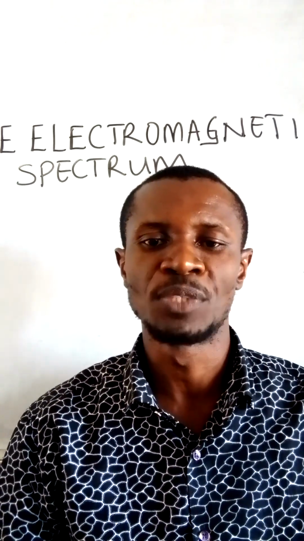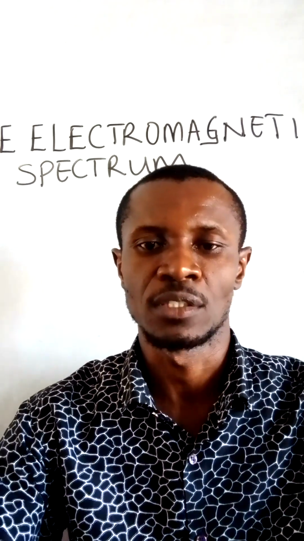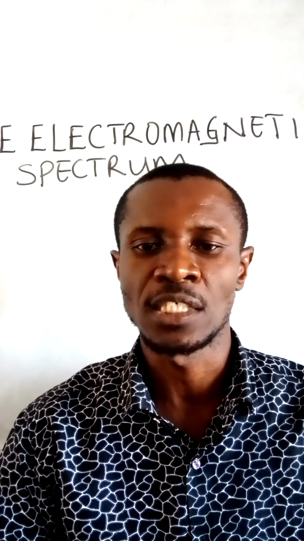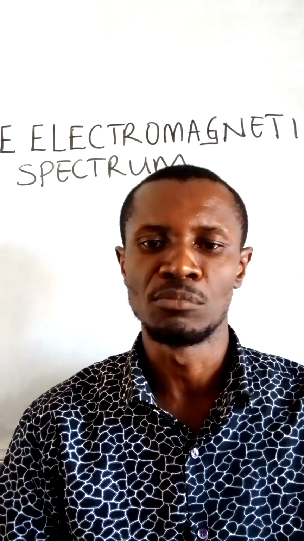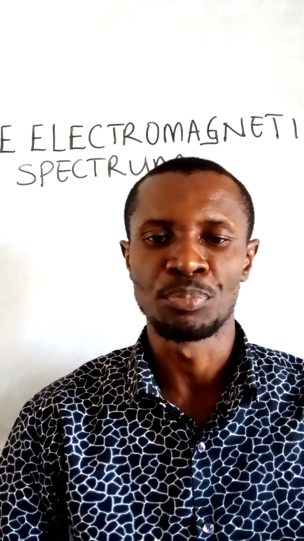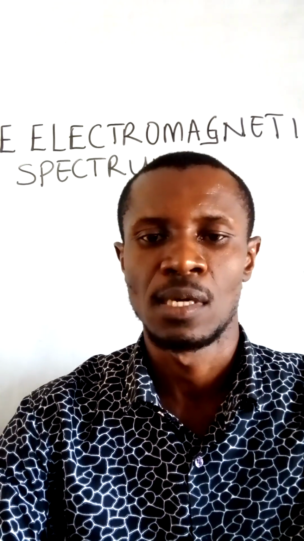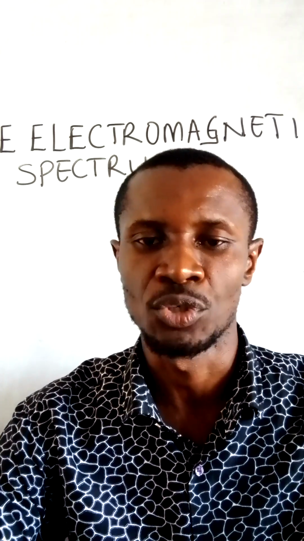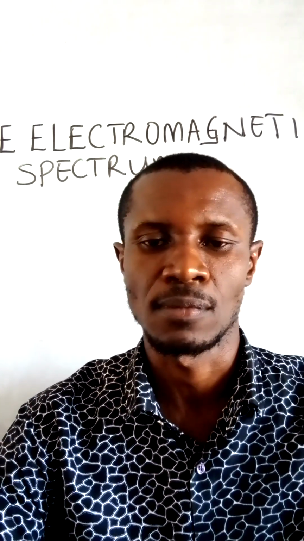Every object which is charged produces an electric field around it. And when these charged particles are in motion, the electric and magnetic fields which they produce will oscillate, leading to the radiation of electromagnetic waves.